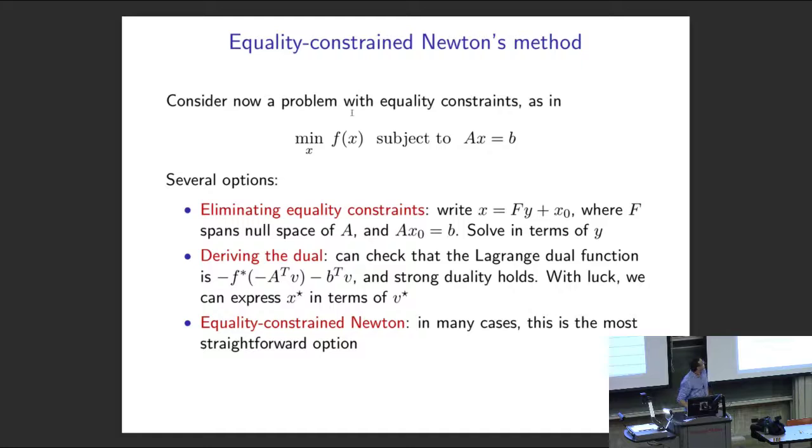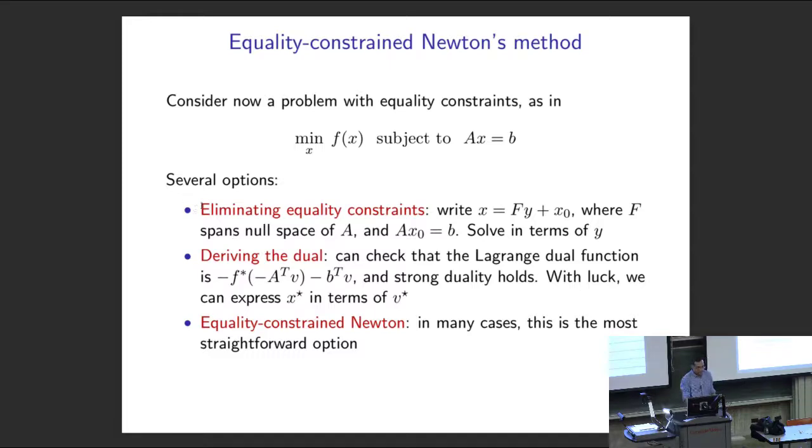So, equality constrained Newton. Last time we learned Newton's method. And a very important extension of what we learned is Newton for equality constraints. So our problem is, let's say, minimize some convex twice differentiable function f subject to some equality constraints Ax equals b. And there are, roughly speaking, three ways to approach this.